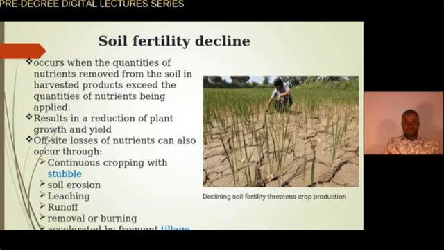Then we have soil erosion, which can also cause decline in fertility. Leaching can also result, and runoff. Burning of the fields can also cause the same issue. Then it can also be accelerated by frequent tillage. When you continuously till the soil, it will affect the fertility.